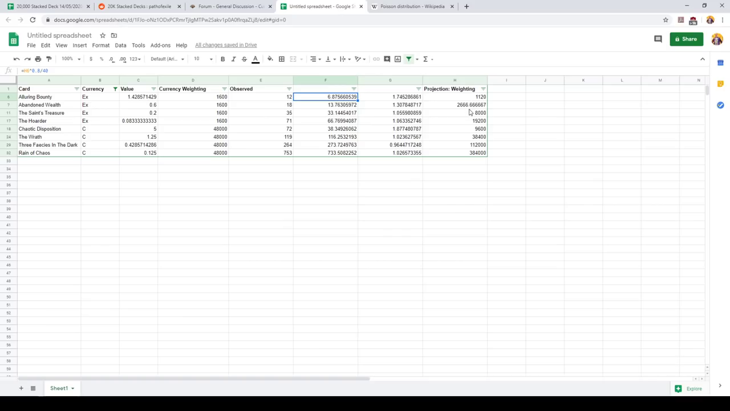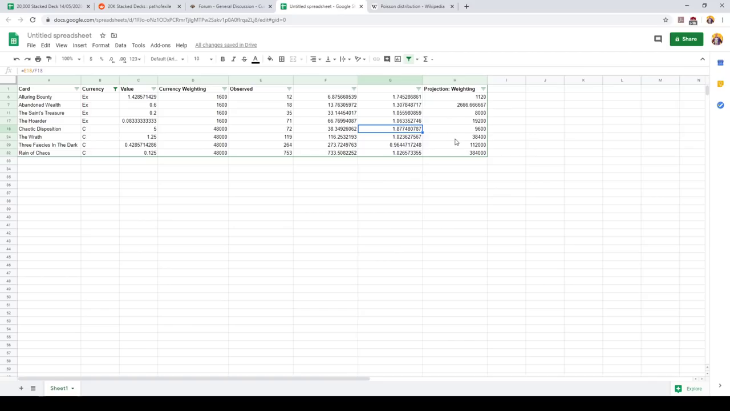So this is take the number and then slightly decrease how quickly it grows. And this is how I believe that stacked decks work. I could be wrong on this front. And this line is simply a measure of how accurately it fits. These numbers should be as close to each other as possible. And you can see they're sort of close, with the exception of Alluring Bounty and Chaotic Disposition. All the rest of them are very close to one.